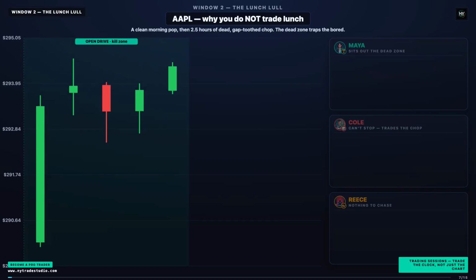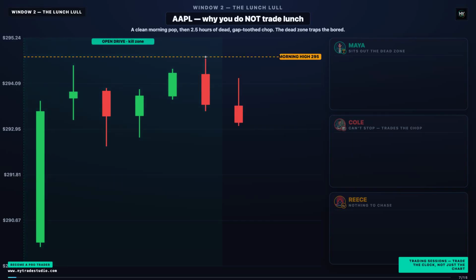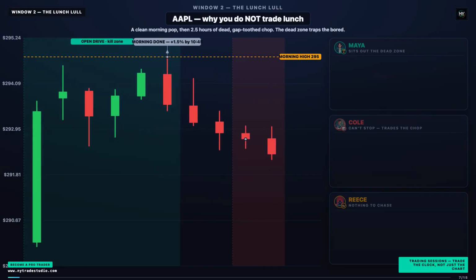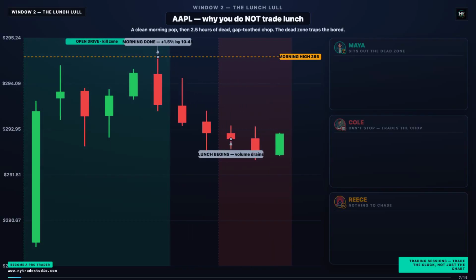This is Apple, the same 15-minute candles. And look, the morning, the green band did its job. Apple popped and tops out near 295. But the morning move is over by 10:45. Now watch the gray band lunch. Lunch begins and the volume drains away.